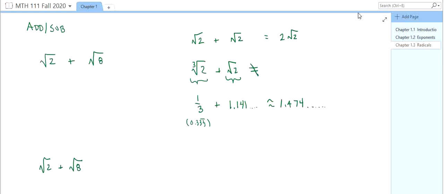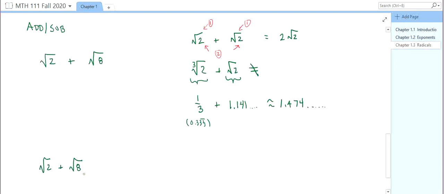However, when we add these radicals directly, you can only add radicals directly if the radicand and the argument are the same. So these are both square roots, so that's the first case, and we have both 2's here. That's the second case. So we can add these together.